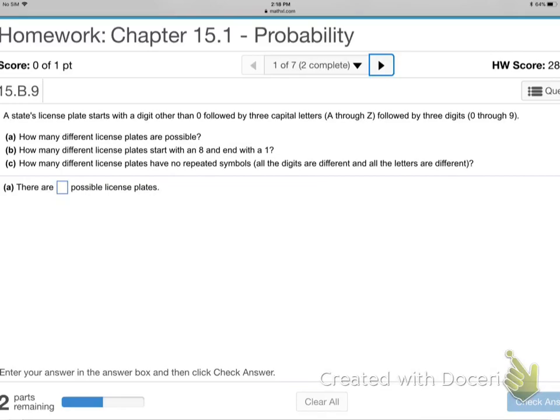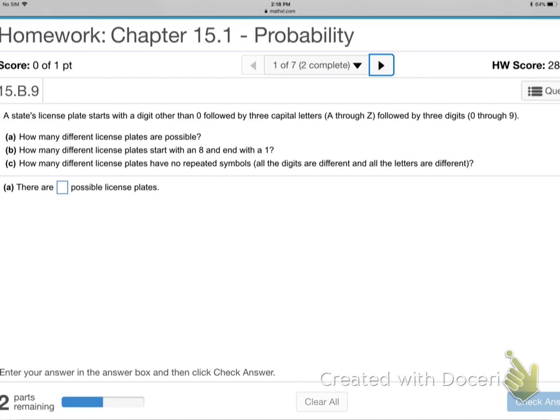All right. Chapter 15 and 16 are probability. A state's license plate starts with a digit other than 0, followed by 3 capital letters, followed by 3 digits. How many different license plates are possible? Kind of a weird question, huh?